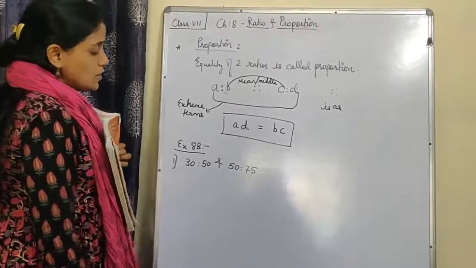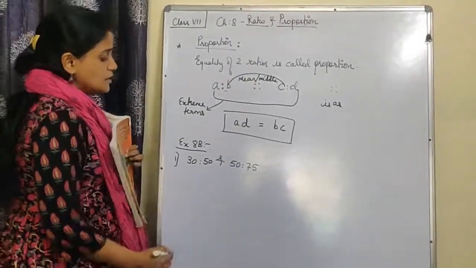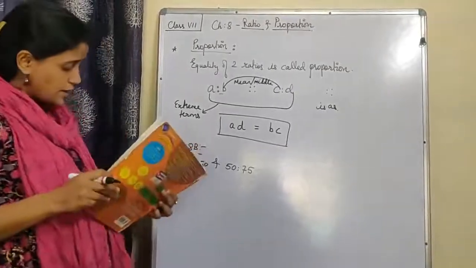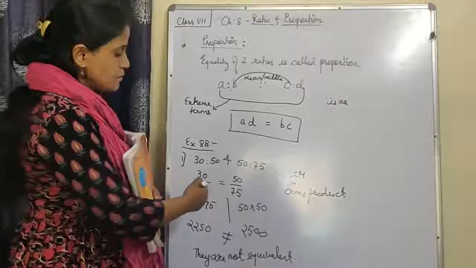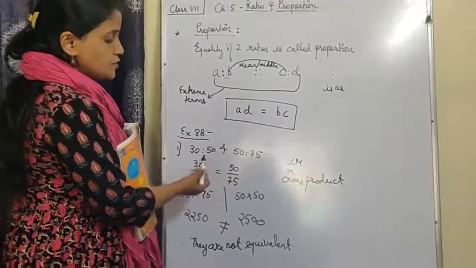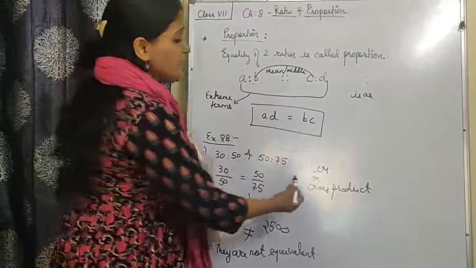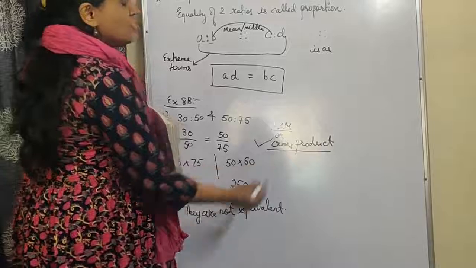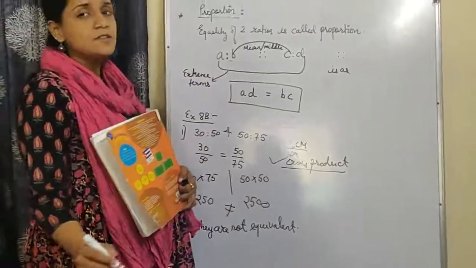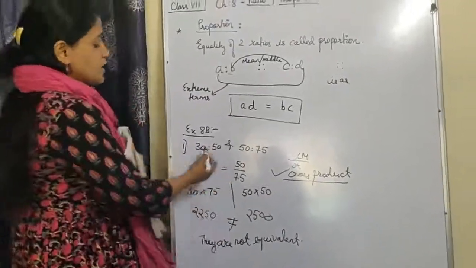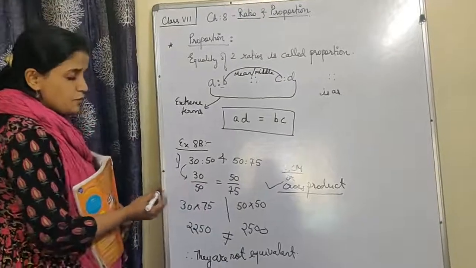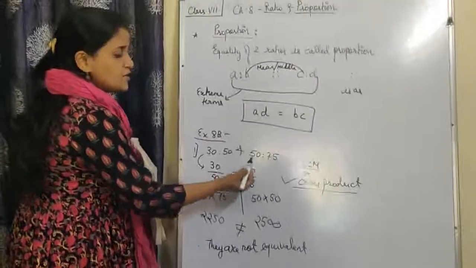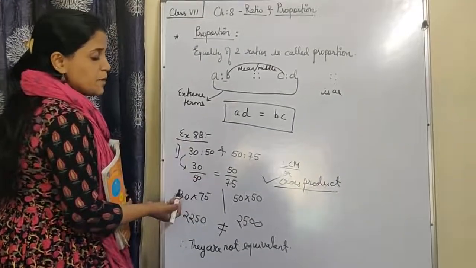So what are we going to do? First we are going to write the question in the dotted form. You can write the entire question. We can prove that these two ratios are equivalent either by the LCM method or the cross product method, which we have learned. So we are going to understand by the easiest method, which is cross product. See, a ratio can be expressed in fractional form. So 30:50 can be written as 30 upon 50 and 50:75 can be written as 50 upon 75.